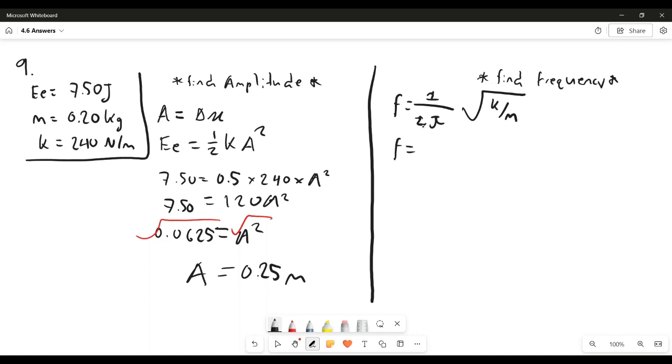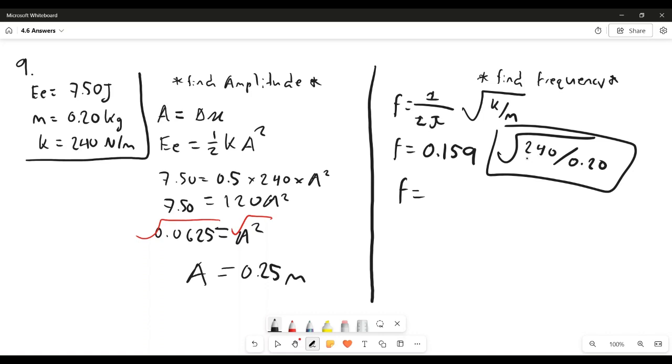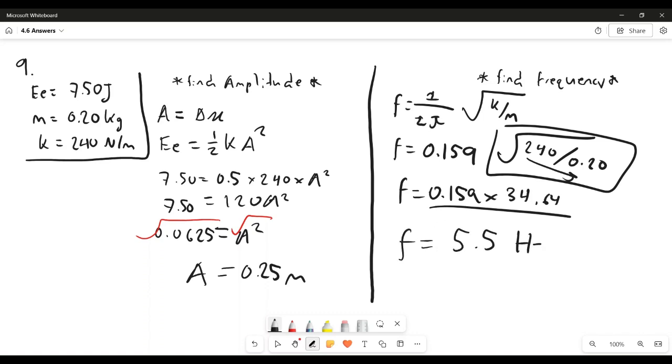So 1 divided by 2 pi, which is 6.28, is 0.159. Root my k value, which is 240, and my mass, which is 0.20. So if you solve all of this by plugging that into your calculator, make sure you divide first, and then you can use this big root over here. You should get 0.159 into 34.64. Multiply this, and you get a frequency of 5.5. Remember, the units of frequency is hertz.